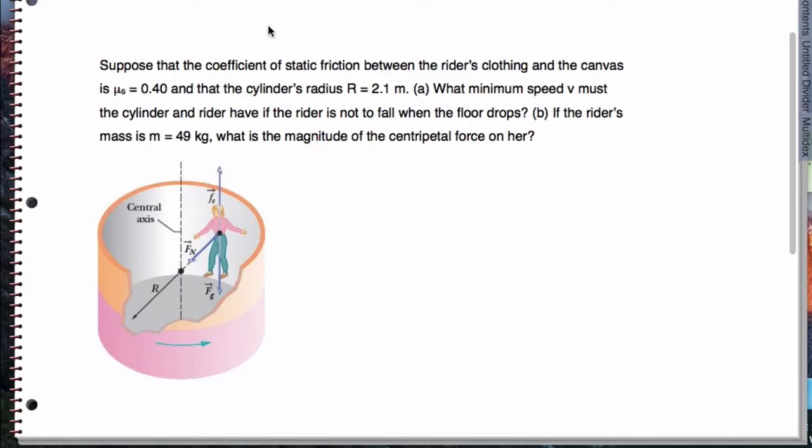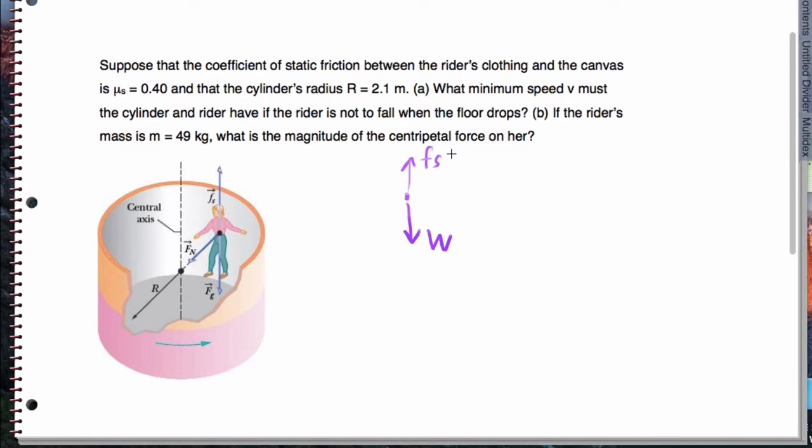Alright, this is the other homework problem I gave you. So we have this person on this little ride that spins around and around, and they don't slide because they're pinned to the wall and there's a friction force. Let's talk about a free body diagram. So we're going to have the static friction force. We're going to have the weight.